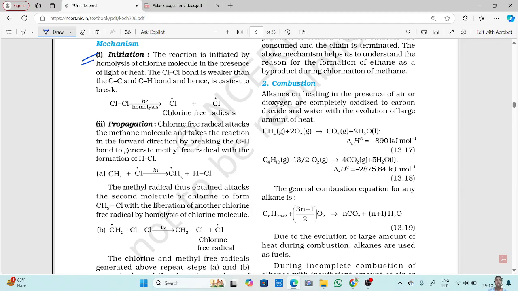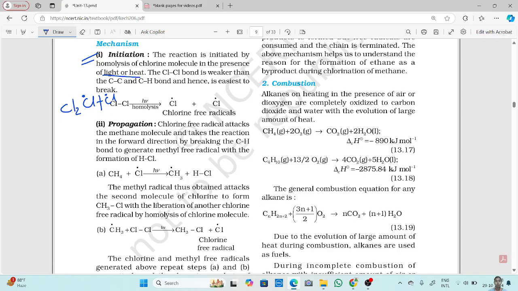Now in initiation, the reaction is initiated by homolysis of the chlorine molecule in the presence of light or heat. Now what is homolysis? Your Cl2 is converted into 2 Cl. Homolysis means breaking of this molecule into equal halves. Equal halves means each chlorine atom will get one electron. And this homolysis takes place in the presence of light or heat.